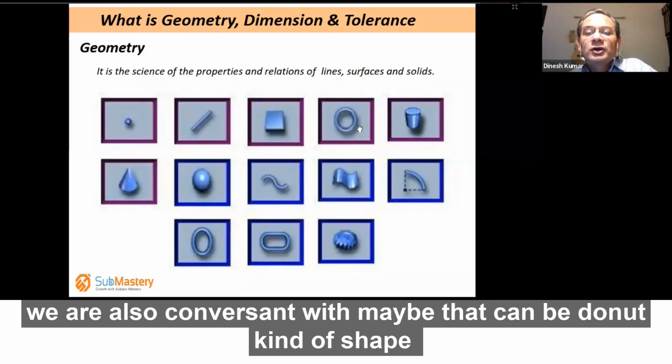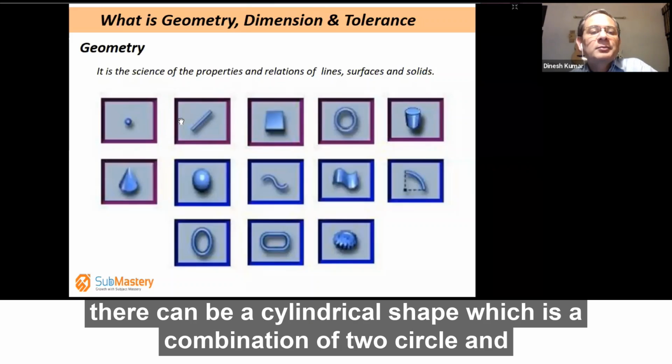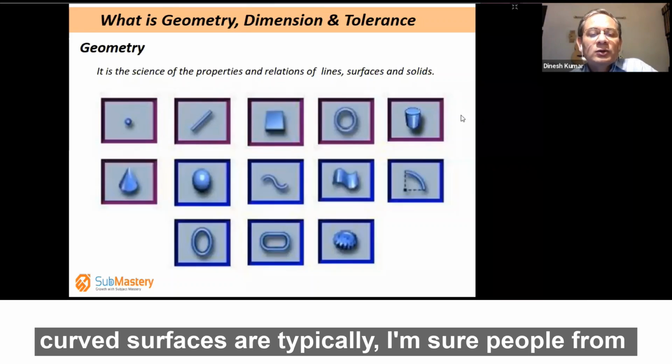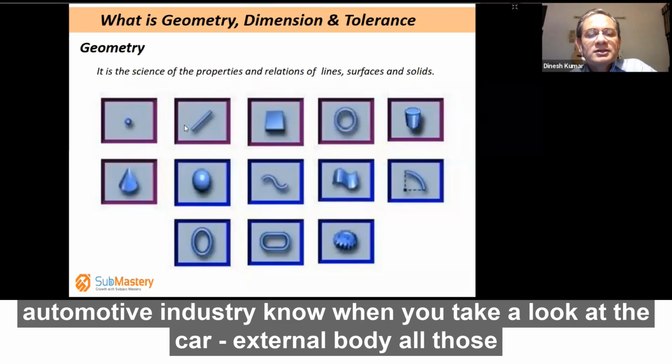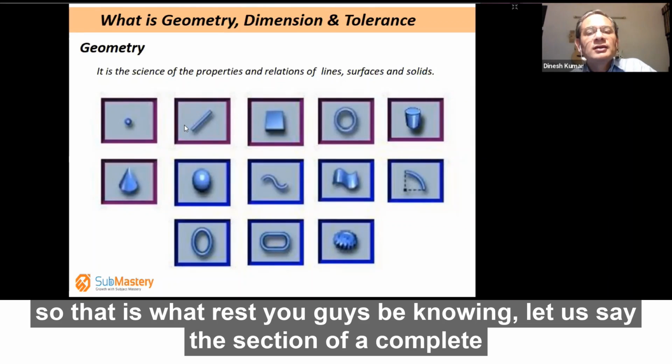Other shapes we are also conversant with. Maybe there can be a donut kind of shape. There can be a cylindrical shape, which is a combination of two circles and a curved surface area. There can be a cone, a sphere, or a curved pipe. Surfaces are typical. I'm sure people from the automotive industry, when you take a look at a car's external body, all those smooth curves are there. So that is what I'm sure the rest of you will be knowing.